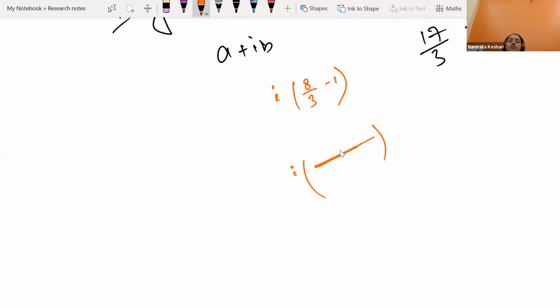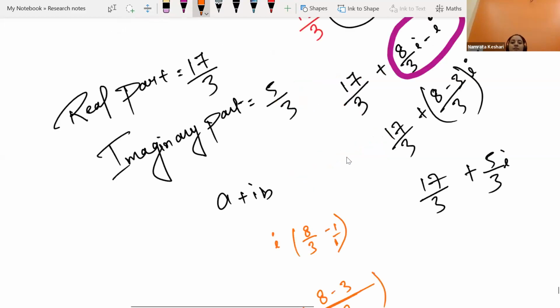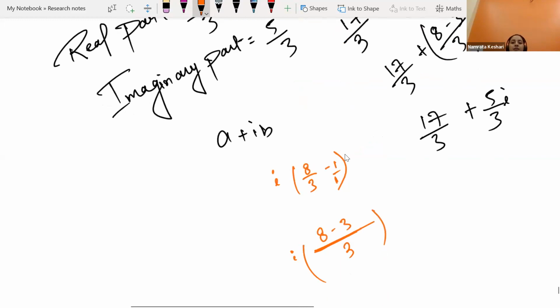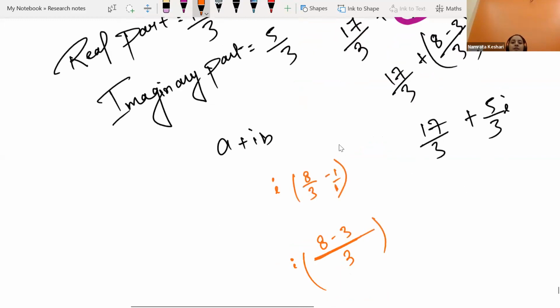This type of fractional subtraction we have to do by taking out the LCM, right? Yes, ma'am. LCM? 3. Yes, 3. In the numerator, what will be there, Ali? 8 minus 3. 8 minus 3. So that's what I have written, right? Yes, ma'am. Getting it? Yes, ma'am.